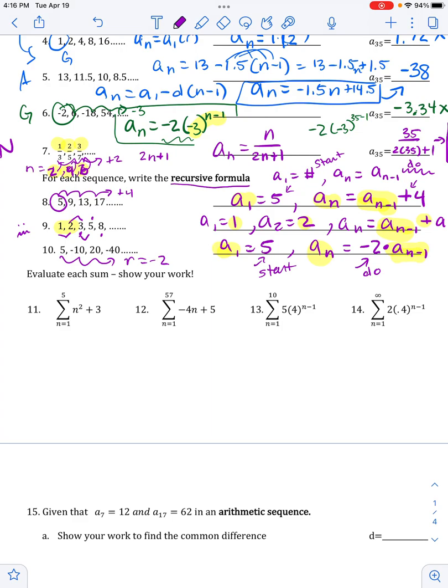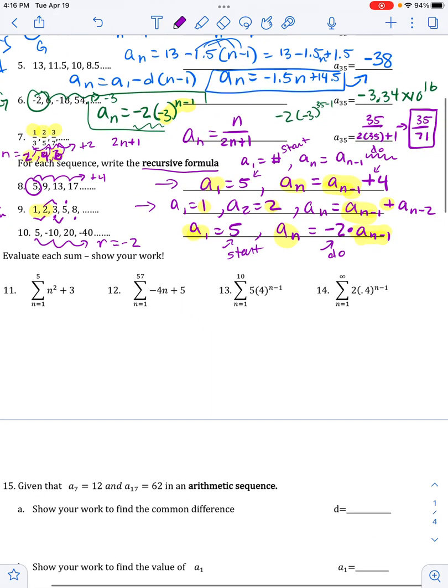Start with 5, multiply by -2, keep on going. Up in the top one, start with 5, add 4, keep on going. Middle one, first number is a 1, second number is a 2. To get the next number, add them together. And every time you want to find a spot, add the numbers right before it together.